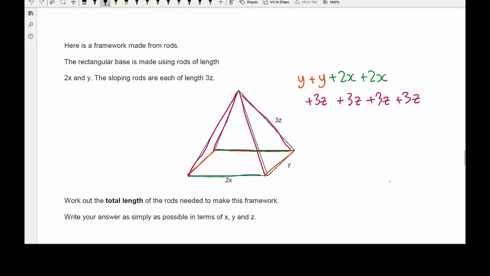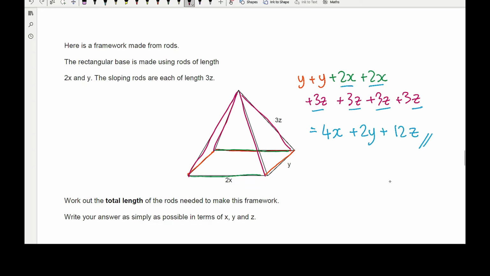So joining all of these up, what have I got? Well, I've got 2y. Now generally speaking, you tend to write these in alphabetical order, but again, you won't lose any marks if you didn't do that. So looking at the x's, I've got 2x plus 2x, which is 4x. Looking at the y's, I've got 2y. And collectively looking at my z's, I've got 12z. And there is my final answer.